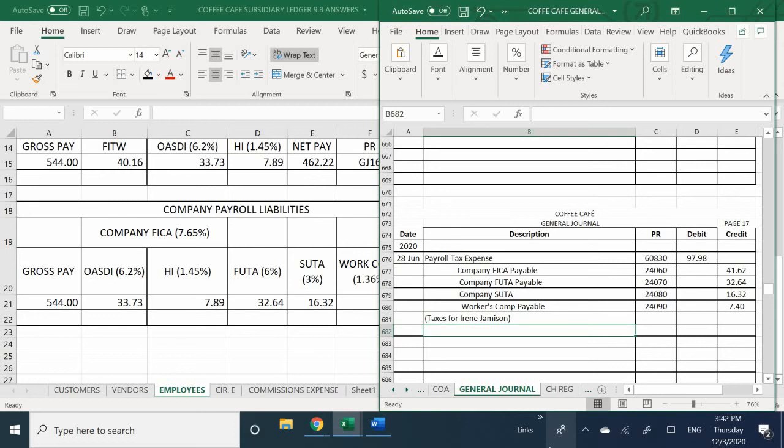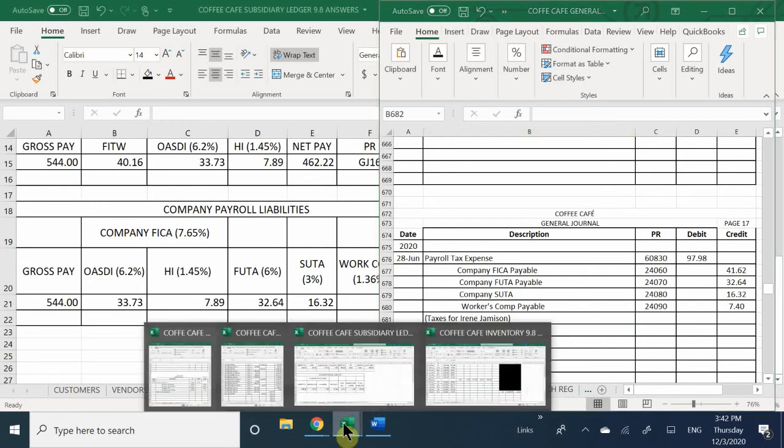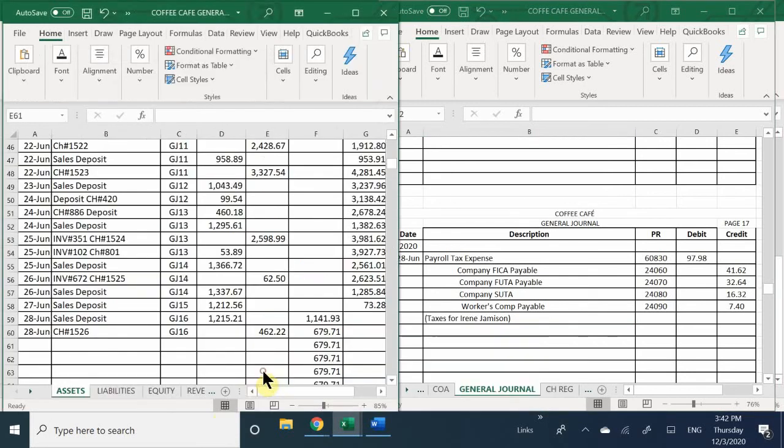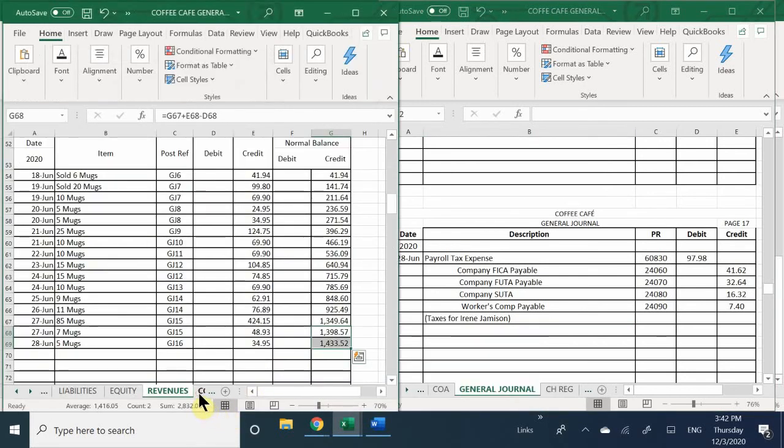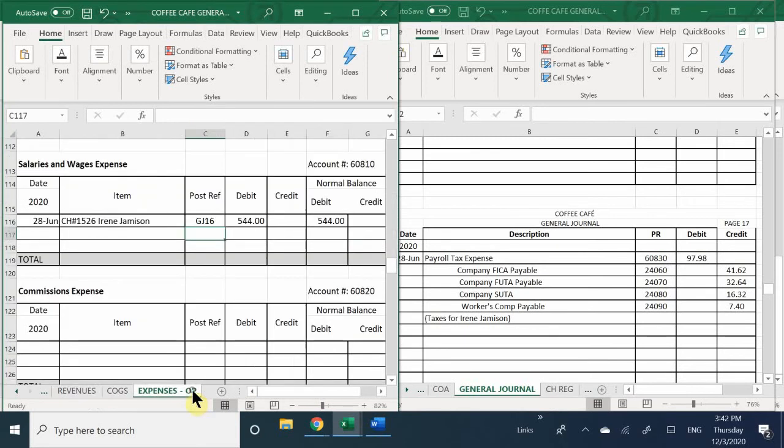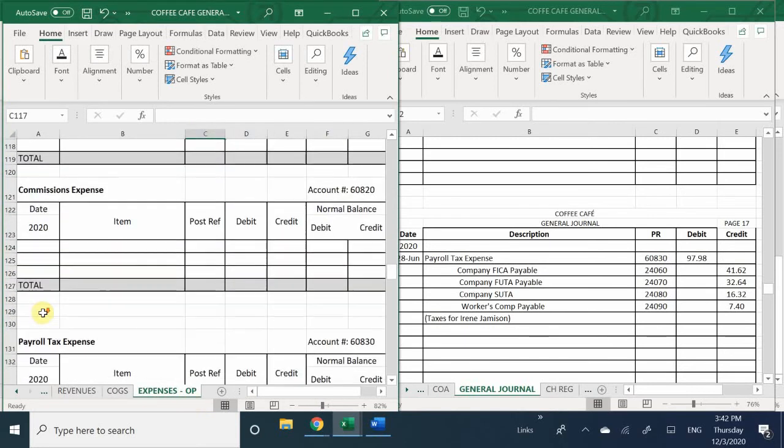Now that we entered in our journal, what's next? Now we have to go to the ledger and enter it all on our ledger. So we'll start with the payroll tax expense.